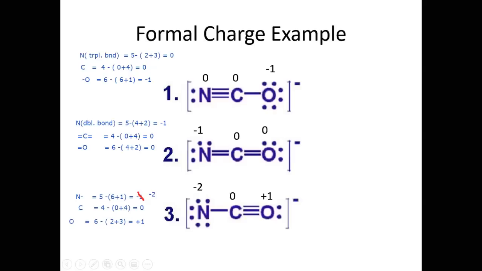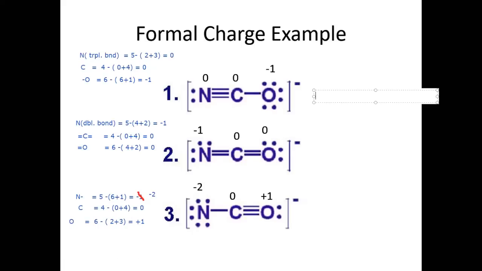So now let's look at these. So in number one, we have a lot of zero formal charges. Nitrogen and carbon are zero, and oxygen is negative one. In the second one, carbon and oxygen are zero, and nitrogen is negative one. So the only difference between one and two is that in number one, oxygen has a negative one charge. In number two, nitrogen has a negative one charge. And which one of these is preferred? It's going to be the first one, because oxygen is more electronegative than nitrogen. So the negative charge should be on the oxygen atom.